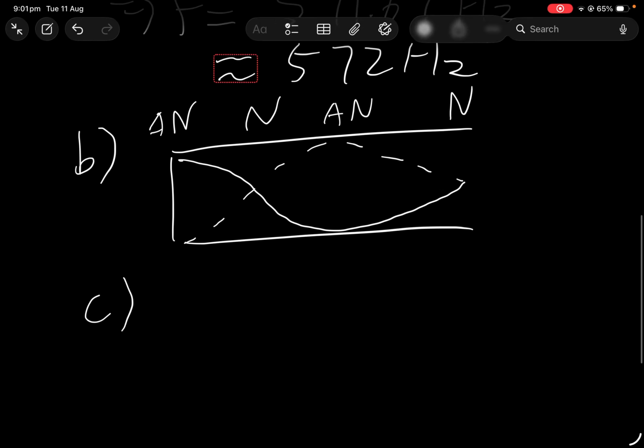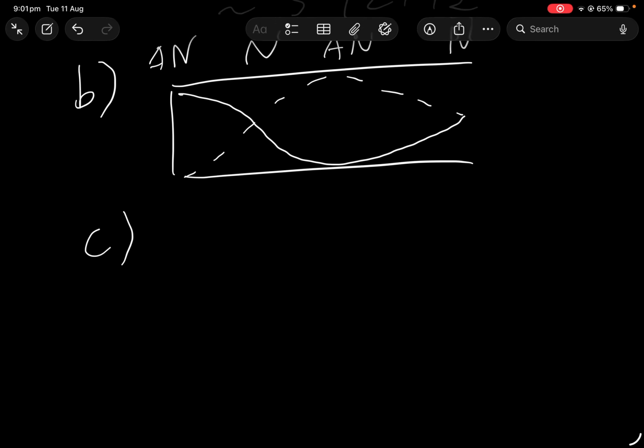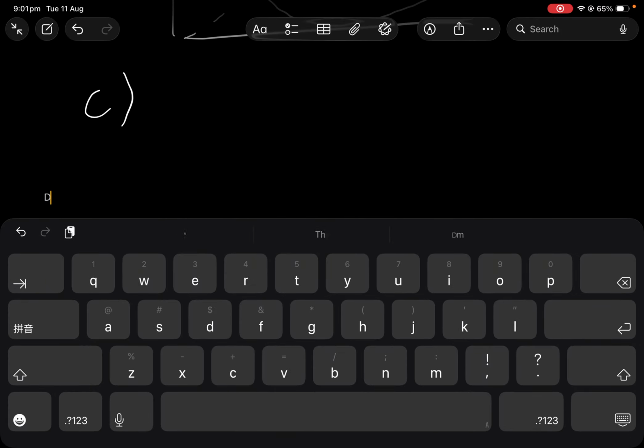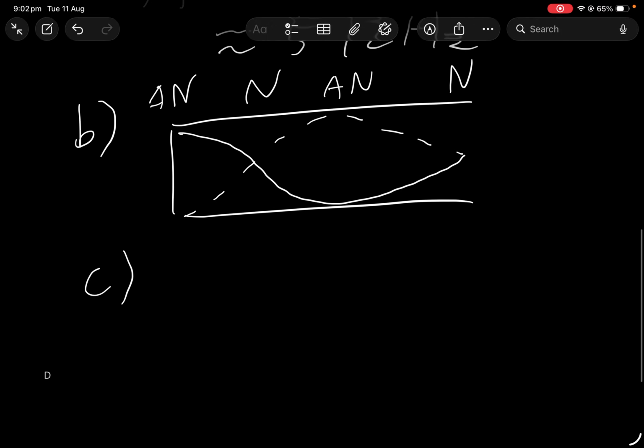For part C, a second organ pipe, open at both ends, is played at its fundamental frequency at the exact same time. A beat frequency of 3 Hz is heard. Calculate 2 possible lengths of the second open pipe. So first let's find the 2 frequencies the second one can be.